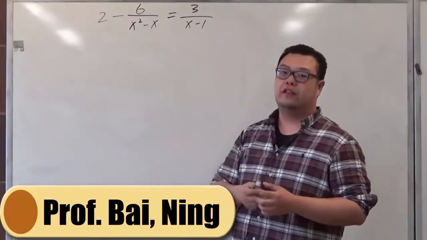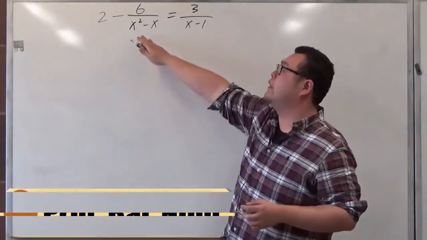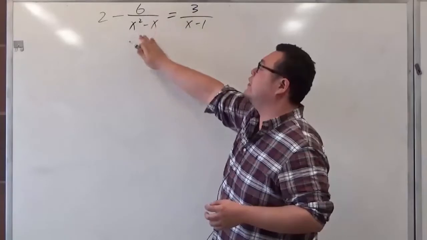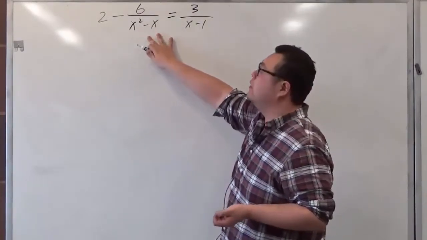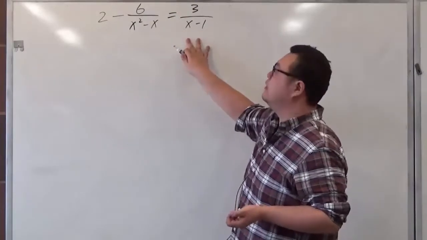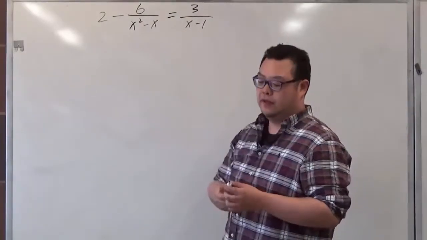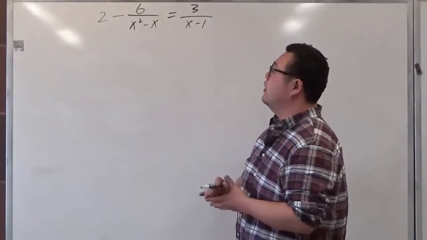Today we're going to solve this rational equation. We have 2 minus 6 over x squared minus x, where the denominator contains the variable. On the right side of the equation we have 3 over x minus 1, which also contains the variable.